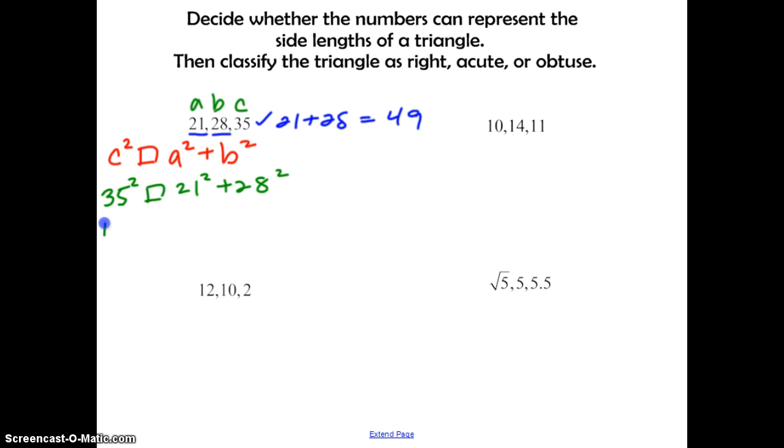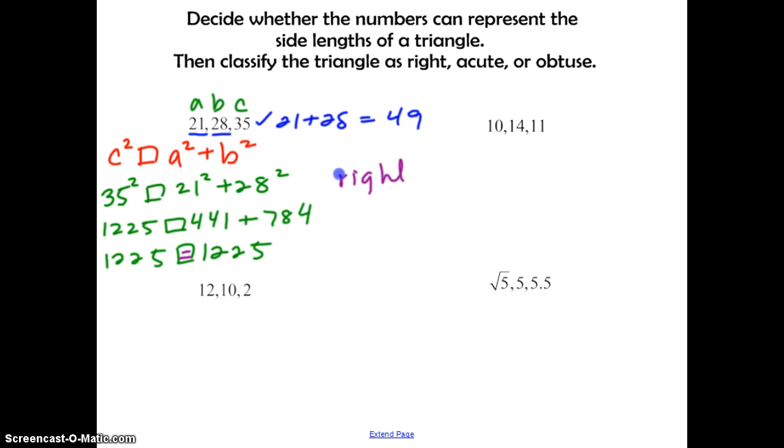35 squared is 1225. 21 squared is 441. And 28 squared is 784. Now, this side's still 1225. When you add 441 and 784, you get 1225. So what ends up happening is that when you compare c squared and a squared plus b squared, they are equal. So this is actually a right triangle. And that would be your answer.